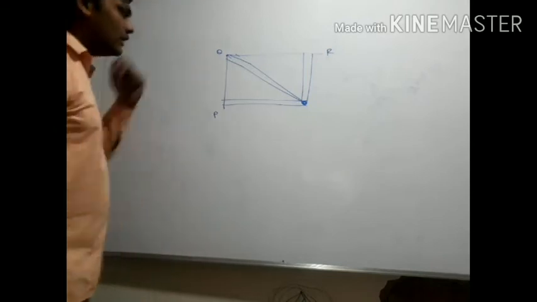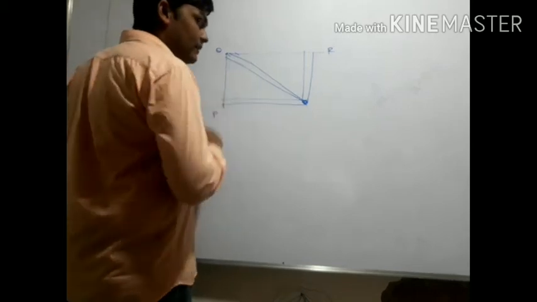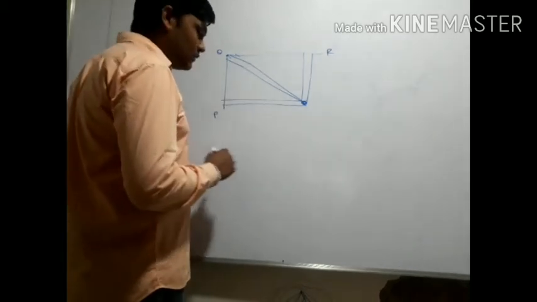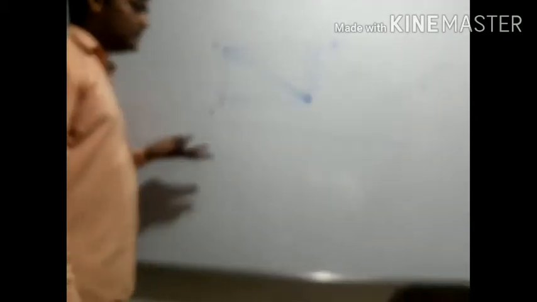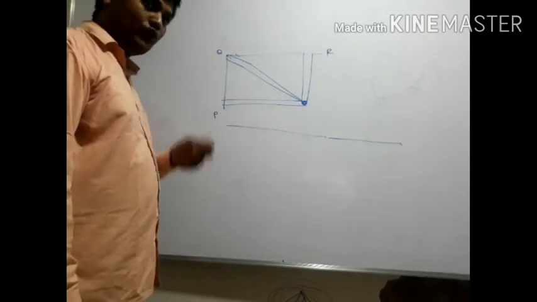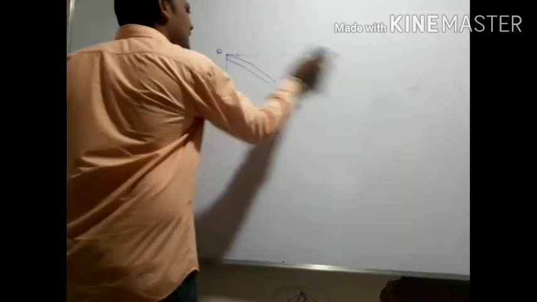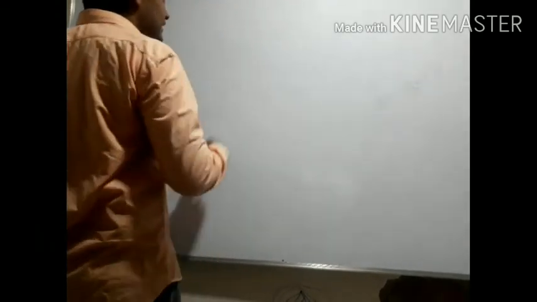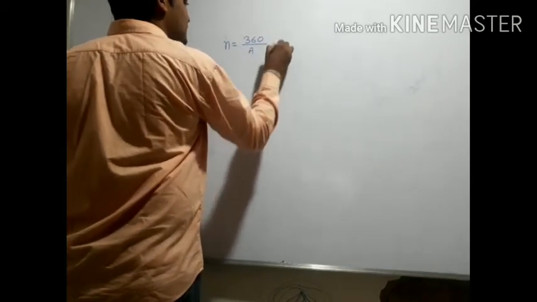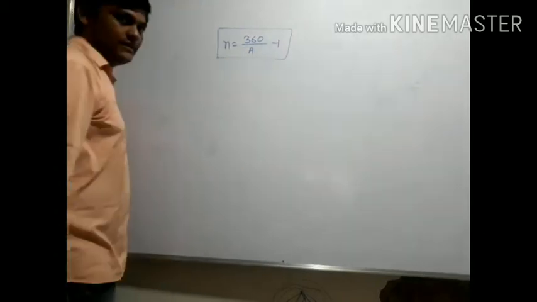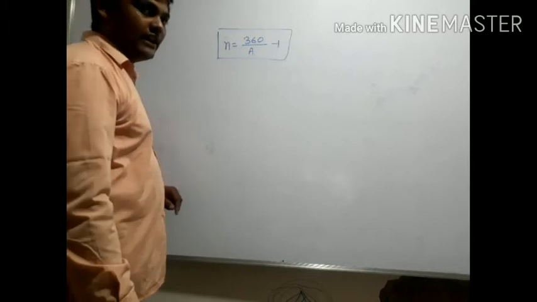So how will you calculate how many images are formed? Right now I have taken 90. If the angle between two mirrors is 180, how many images are formed between two mirrors? So for that we have a formula. That formula is n is equal to 360 divided by A, minus 1. You have seen that formula in 9th standard. That is n is equal to 360 divided by A minus 1.